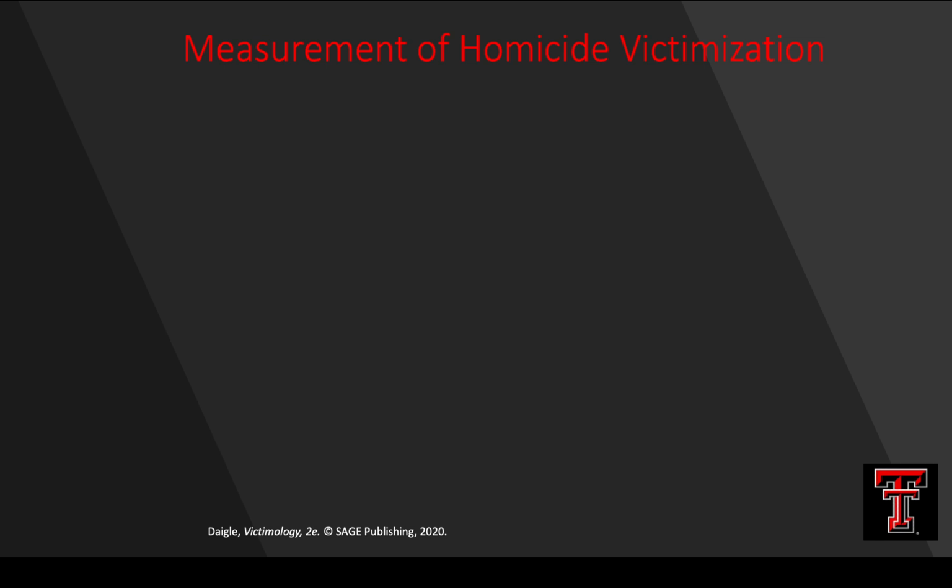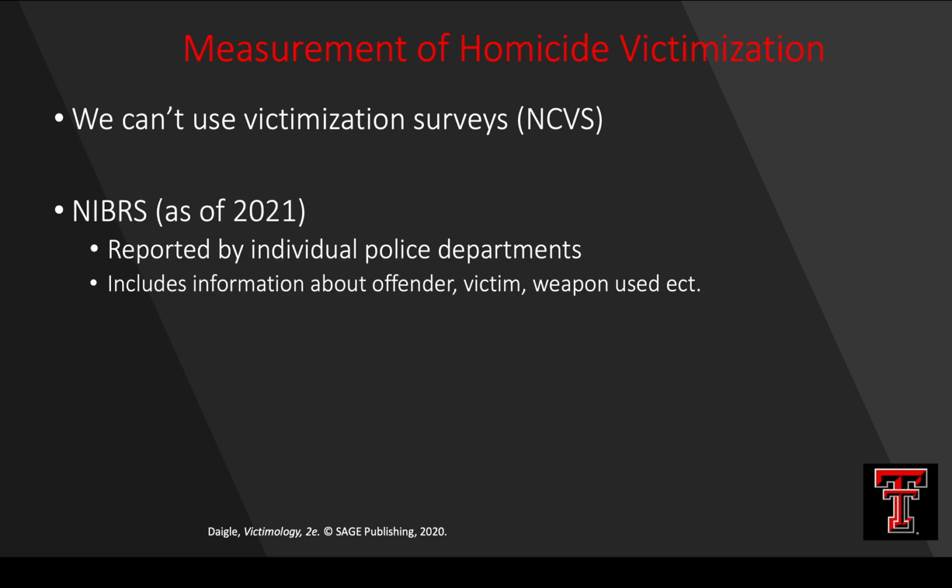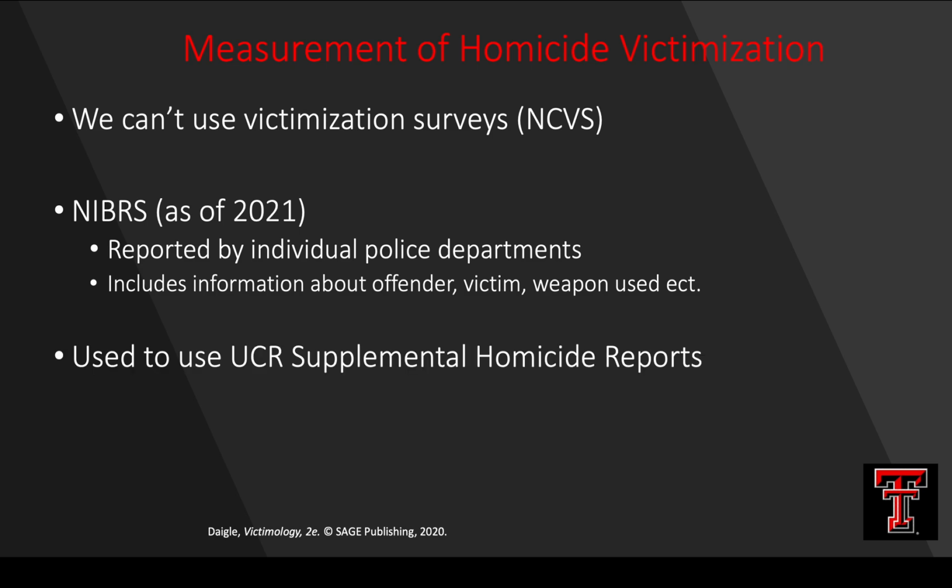Okay, so now we're going to talk a little bit about how homicide is measured. Obviously we can't use victimization surveys to measure homicide because the victims are simply not around to talk about their victimization. So we did use the UCR, but as of 2021, we have switched to NIBRS. This is reported by the individual police departments, and it does include information about the offender, the victim, the weapon used, and the relationship and the circumstances around the event.